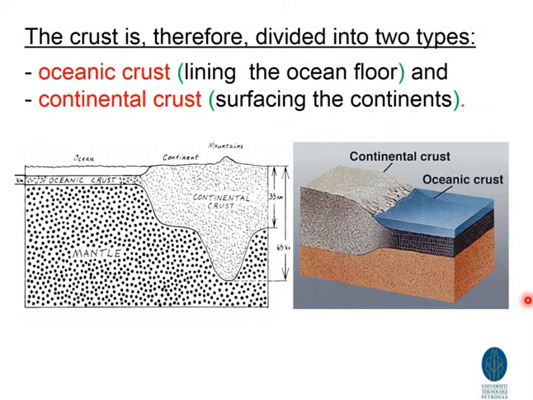The crust can be divided into two: oceanic crust and continental crust, which have distinctive chemical compositions. Continental crust is thicker, commonly about 30 to 40 km. Oceanic crust is much thinner, around 10 km. The oceanic crust lines the ocean floor, and the continental crust surfaces the continents.